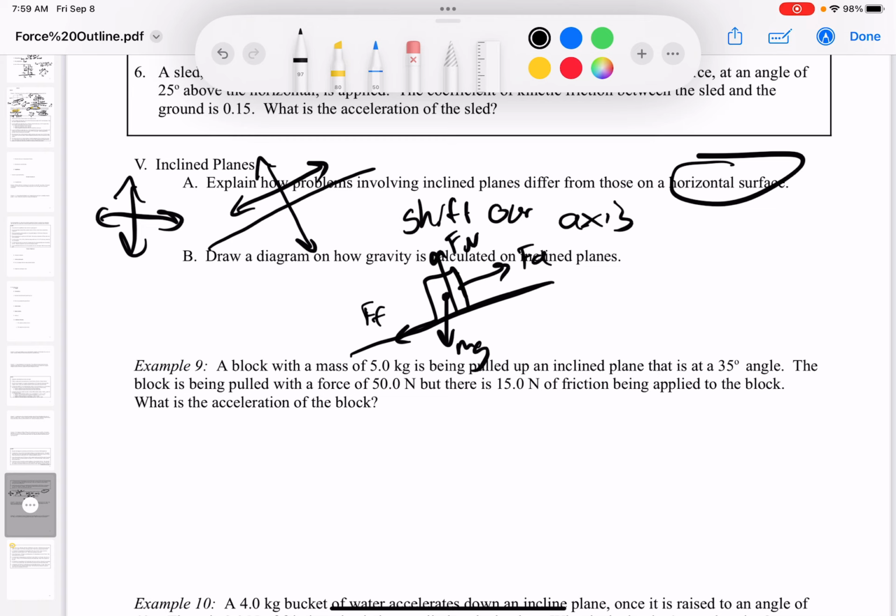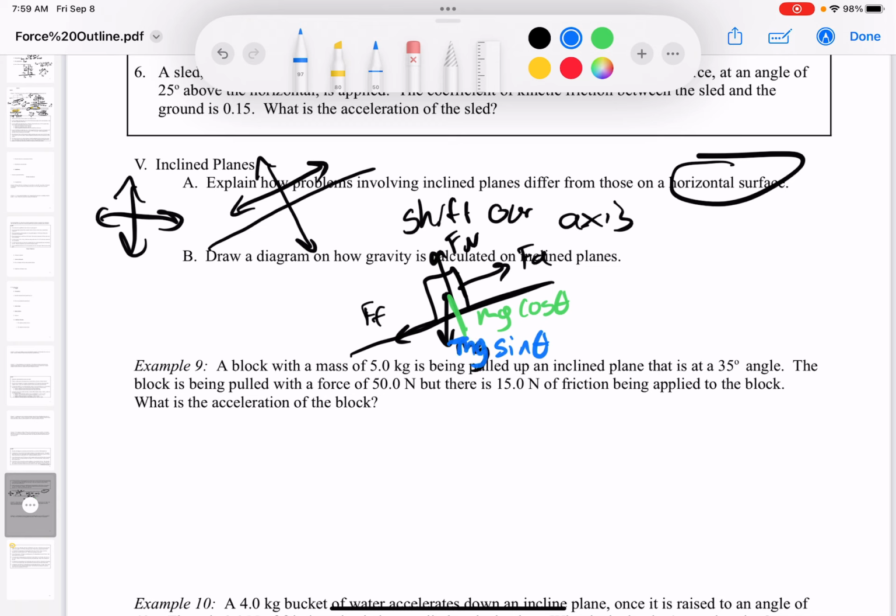But you'll notice that mg is actually going to have two components. Okay, so that blue component is going to be mg sine theta. The green component is going to be mg cosine theta. Now remember we talked about how usually cosine goes with the x and sine goes with the y. This is kind of an example where it's a little bit different.